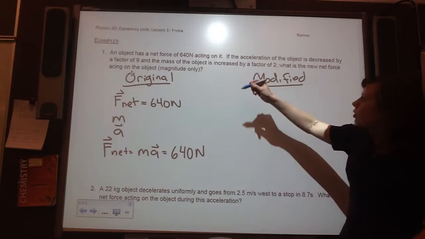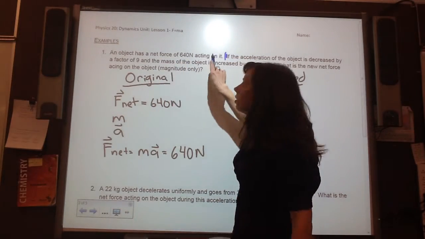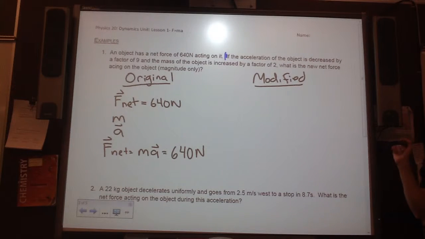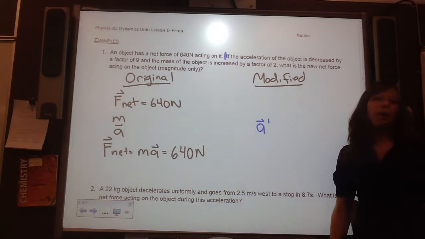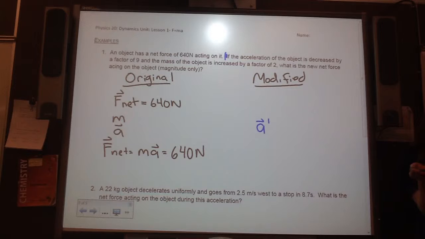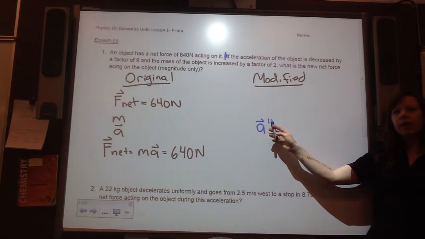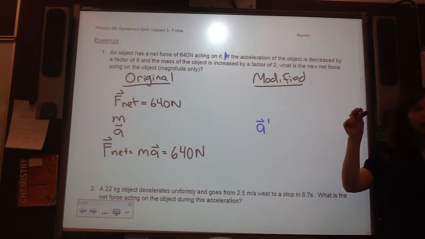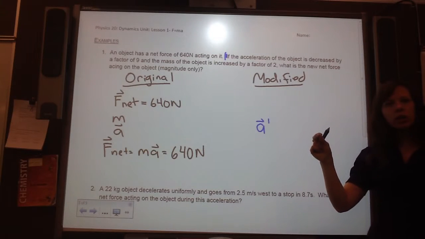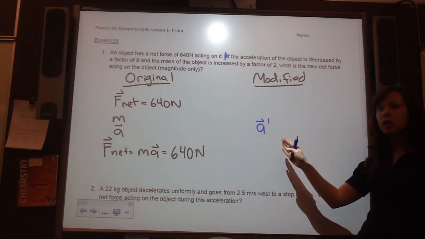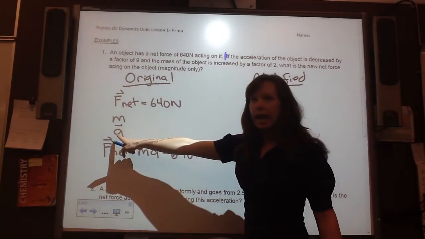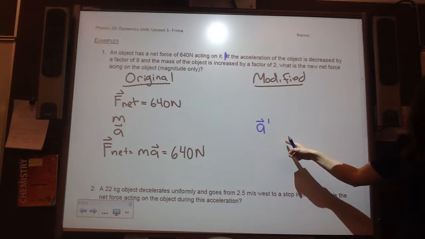So that's what we have to start with, just the first sentence. But then it tells us there are modifications. It says the acceleration is decreased by a factor of 9, so I'm going to call this a prime, and prime means after. The symbol I put there is called prime and means after. Have you seen that before in any classes? Math? No? So this is a prime, this is a. See the difference? This means after, modified.